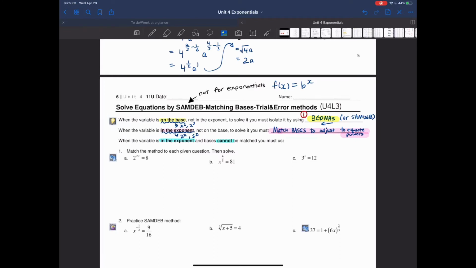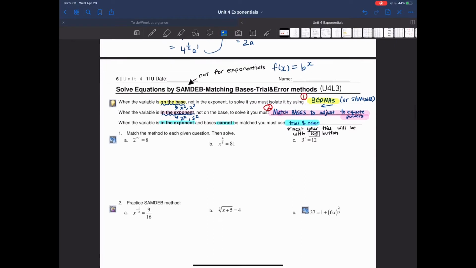Lastly, when the variable is in the exponent and bases cannot be matched, you must use trial and error. Keep in mind that next year, you're going to be using the log button, and there's a unit dedicated to the logarithm function. You'll learn how to do it algebraically or using the calculator and not the trial and error way. So these are the ways we're going to learn in this grade.